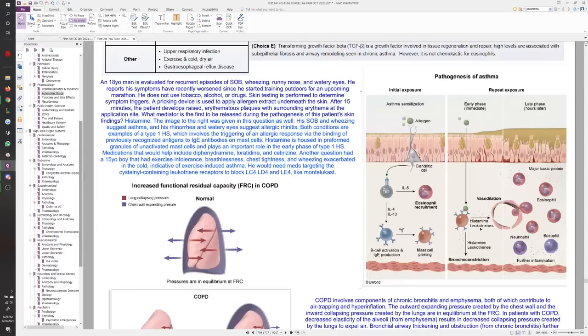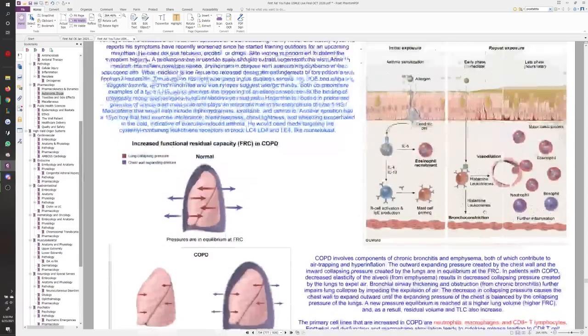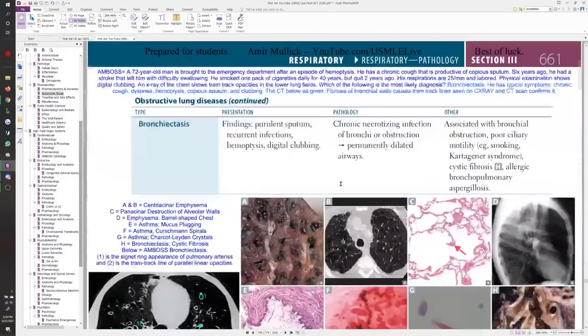You also get histamine and leukotrienes causing vasodilation, right? And the vasodilation allows the spaces in between the capillary cells to get a little bigger, so eosinophils can actually come through and then release major basic protein, and you get a lot of inflammation. And this is the long haul of what happens with asthma.